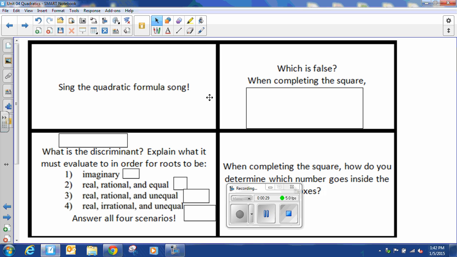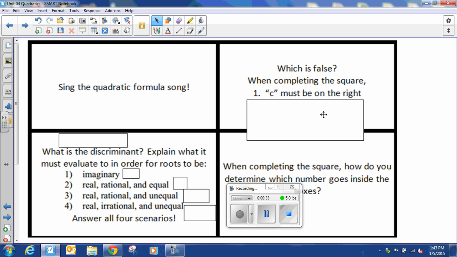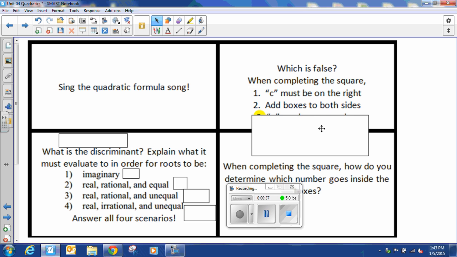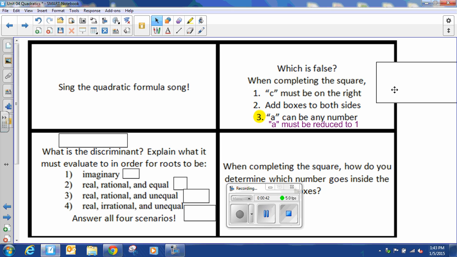So quadratic formula, we know what this is. When completing the square, which is false? C must be on the right, that's true. Add boxes to both sides, that's true. A can be any number, false. A must be reduced down to 1.